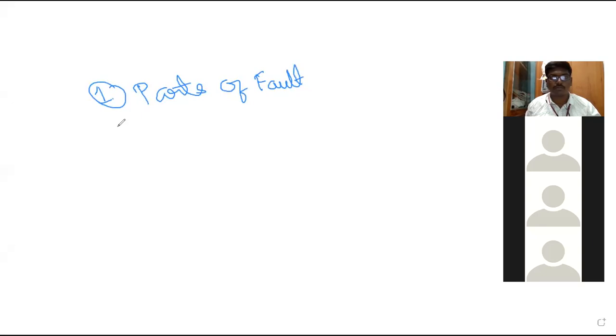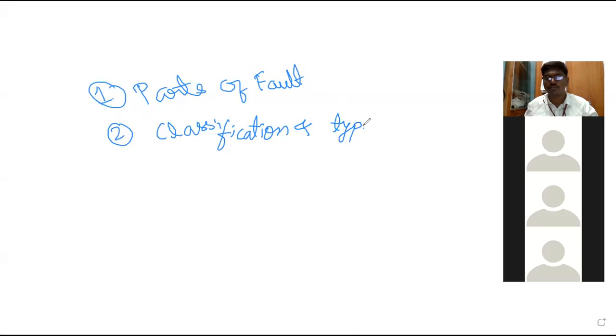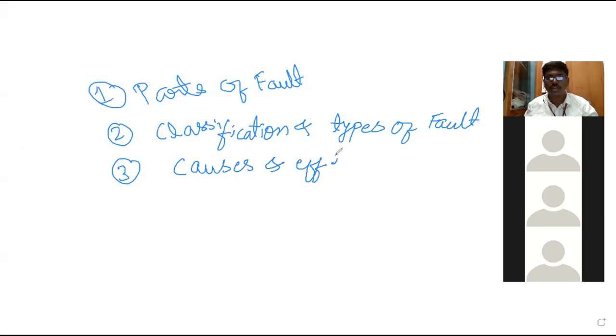I'm going to discuss the parts of the fault, and after the parts, the classification and types of fault, which I'm going to discuss today. Similarly, I've discussed classification and types of faults also. And after that, third, I'll go with the causes and effects of fault. Similarly, I'll go with the third secondary structure also, that is joints, in a similar way.